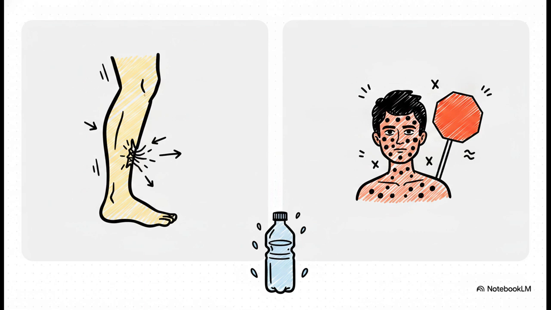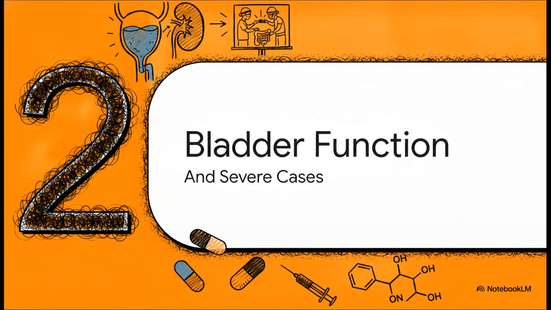And remember, both of these drug classes require massive fluid intake, at least 1,200 to 1,500 milliliters of daily output, just to prevent crystalluria. Moving right along to Section 2, bladder function and severe cases.